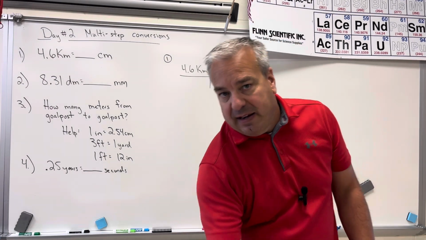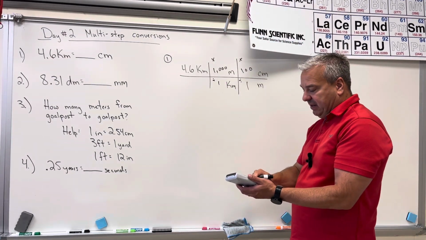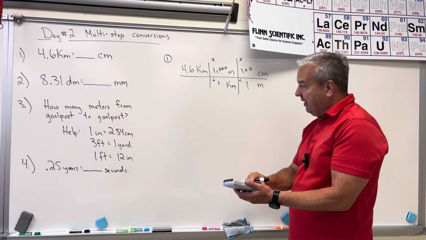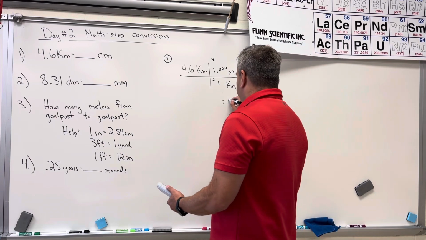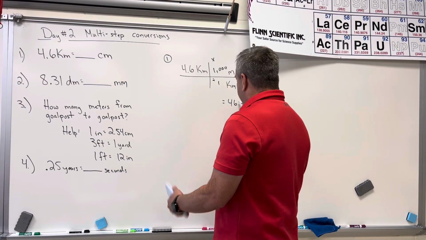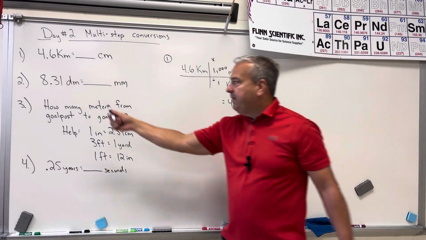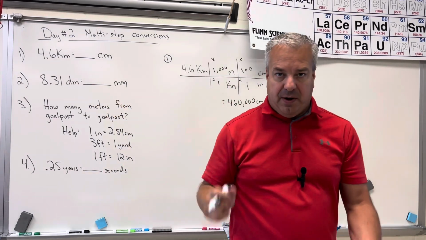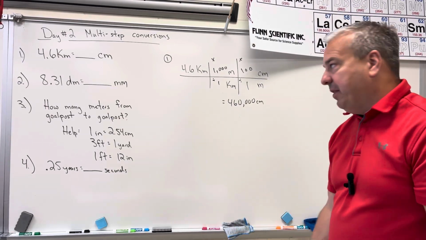So I'm going to grab my calculator and put in 4.6 times 1,000 times 100. And I'm going to get my answer of 460,000 centimeters. Okay, so let's see if you can do this one on your own. You might want to pause the video right here, try it on your own, and when you come back, I'll be working on the problem.